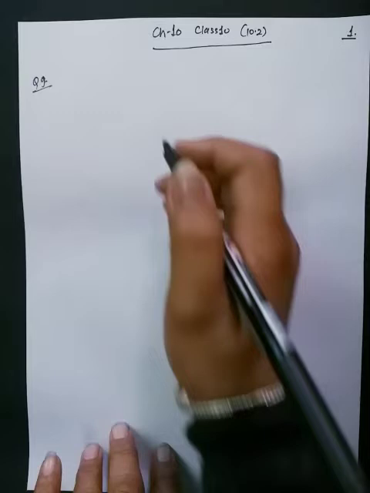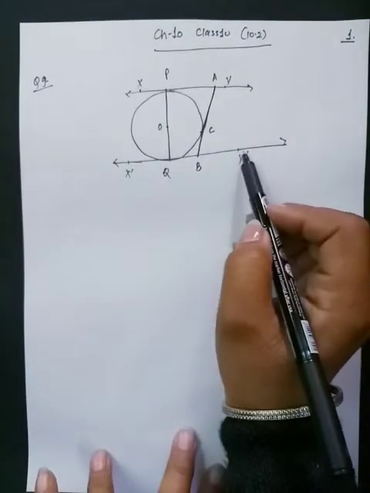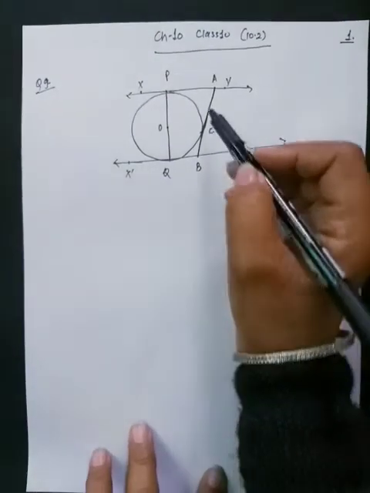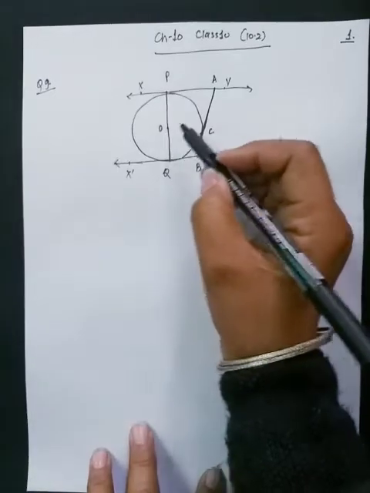Today we are going to do question number 9 of exercise 10.2. In figure, XY and X'Y' are two parallel tangents. Let us draw the figure first of all. Here, XY and X'Y' are two parallel tangents to the given circle with center O.